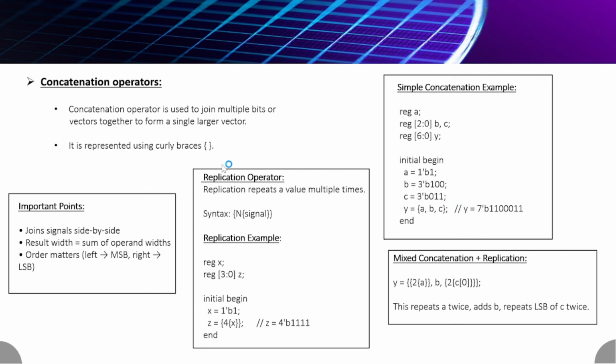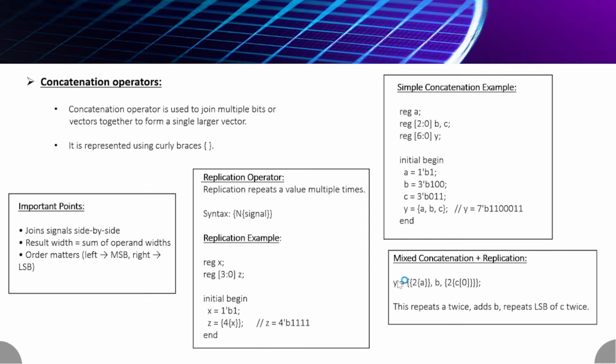Now let's talk about the replication operator, which is often used together with concatenation. The replication operator repeats a value multiple times. The syntax is n times inside curly brackets. For example, if x is 1 and we write {4{x}} like this, the result becomes 1 1 1 1.